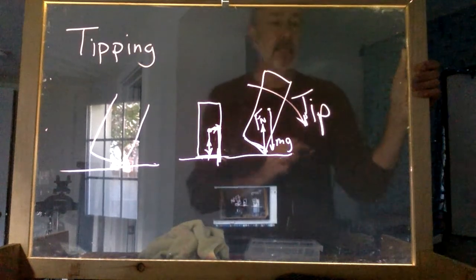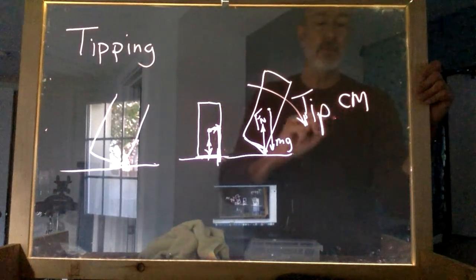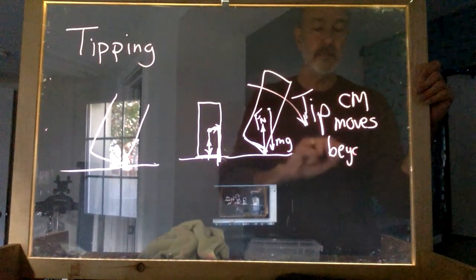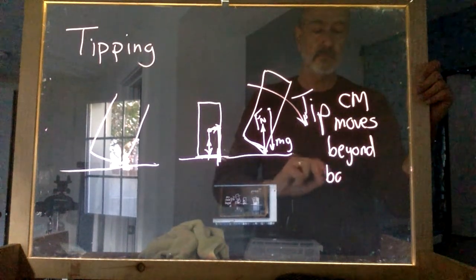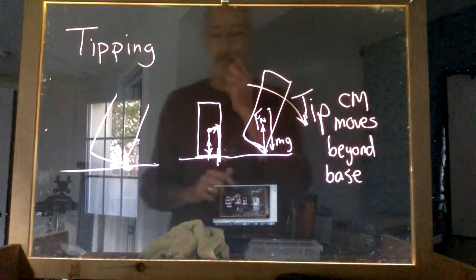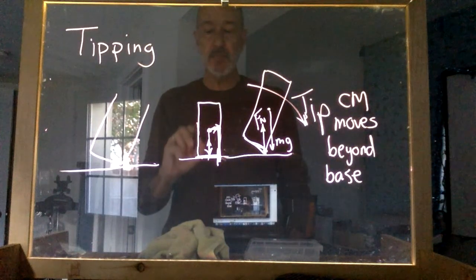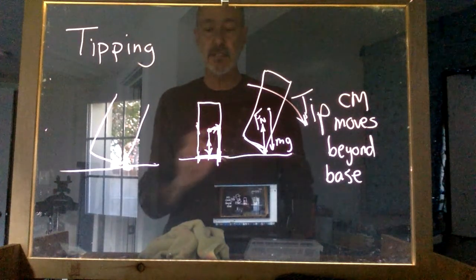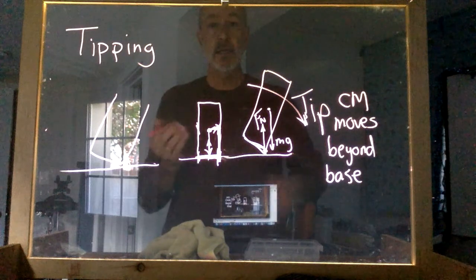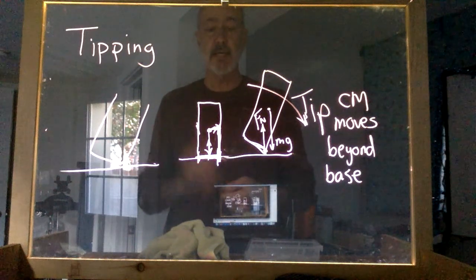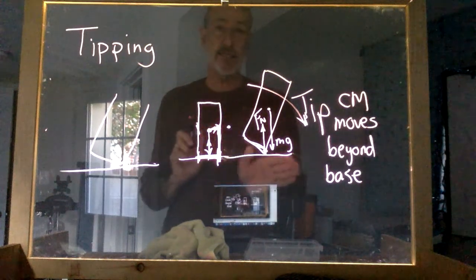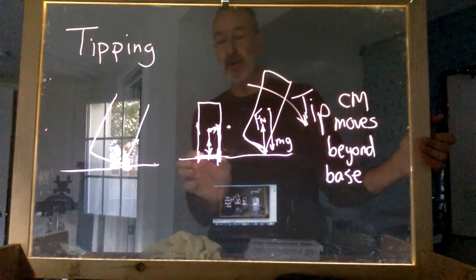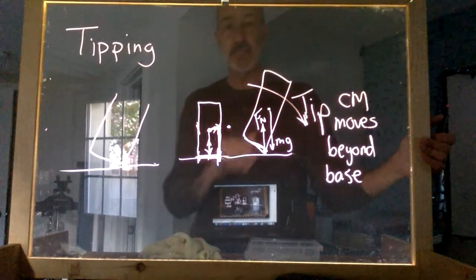So tipping is when the center of mass moves beyond the base, whatever that base is. As long as the center of mass is somewhere between here and here, because that's the base of this object, it will fall back. If I move the center of mass outside, it tips. And clearly, if you have a really narrow base, that makes it easier to tip over.